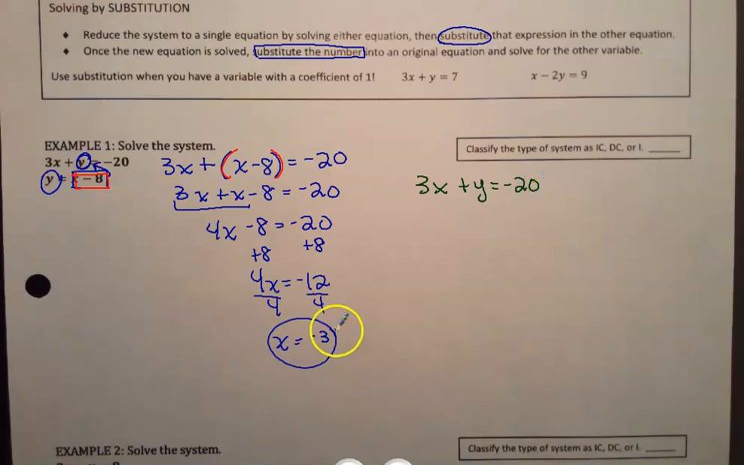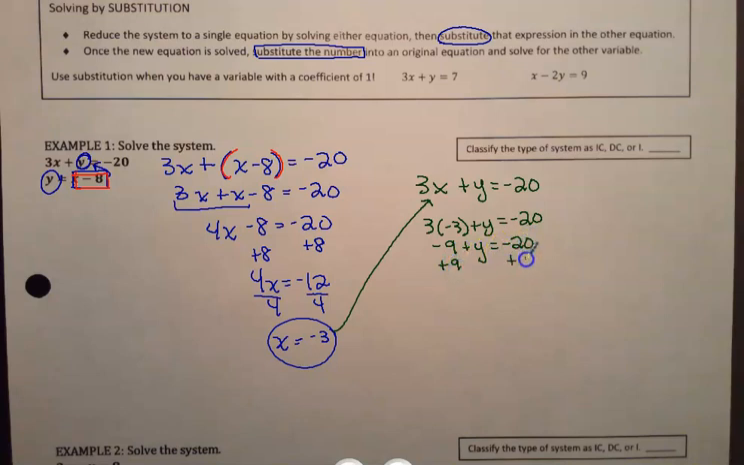I'm going to plug this x equals negative 3 in for there. So I'm going to have 3 times negative 3 plus y equals negative 20. So negative 9 plus y equals negative 20. I'm going to add 9 to both sides and get y is equal to negative 11.